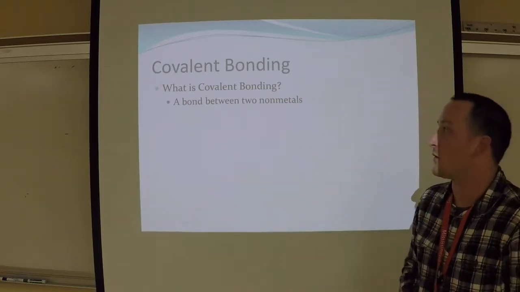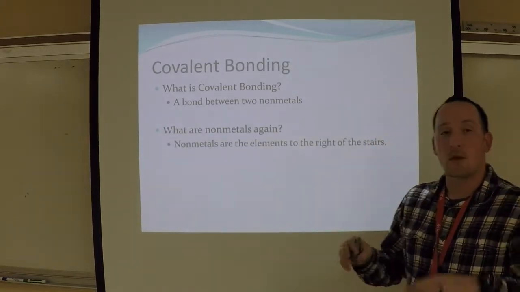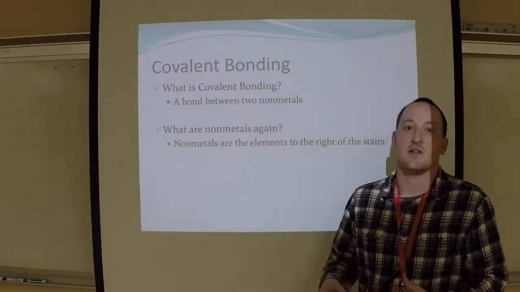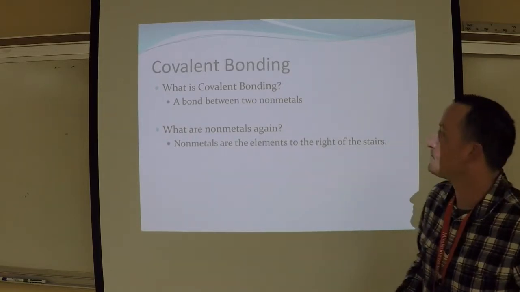In covalent compounds, these are bonds that occur between two nonmetals. Now, nonmetals, remember, are elements kind of on the right side of that staircase. They're ones that have high electronegativities. That's why they're going to share electrons, because they don't want to give them away.